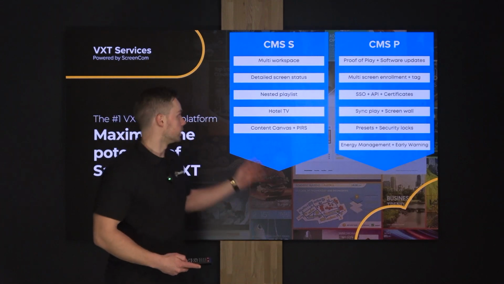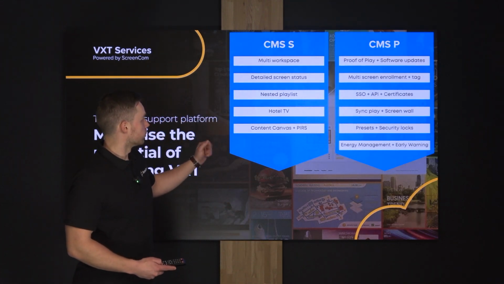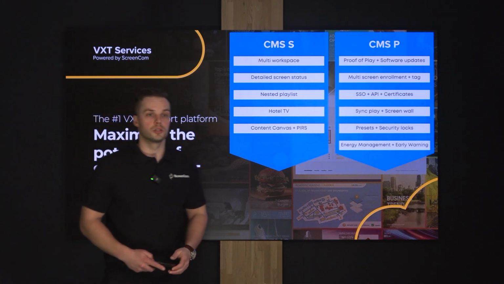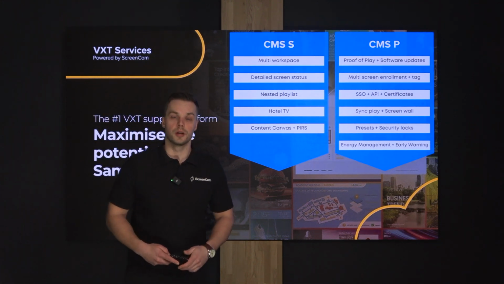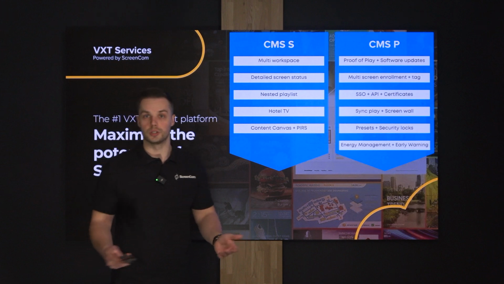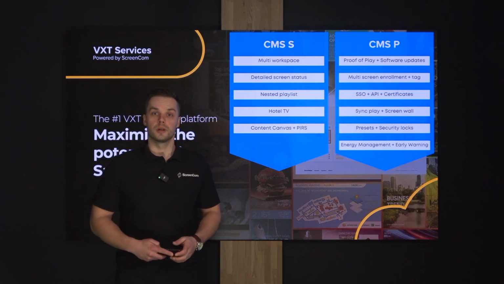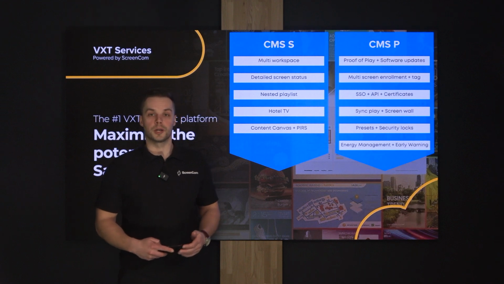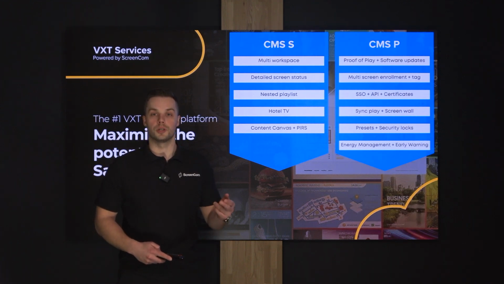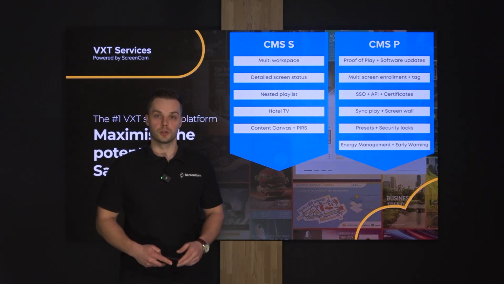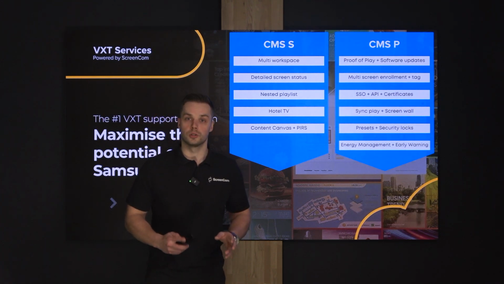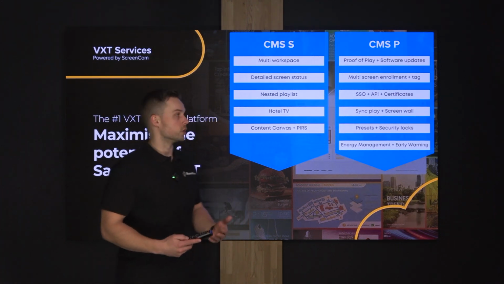So starting off with the CMS-S on the left hand side, we can see that the CMS-S supports multiple workspaces. Now a workspace can be seen as an organization, for example. So let's say you have 5 organizations and 10 displays. You can assign 2 displays to every single organization or workspace. So this way you can structure your displays this way, and everything is structurized the way you want them to be in order to have a nice overview.